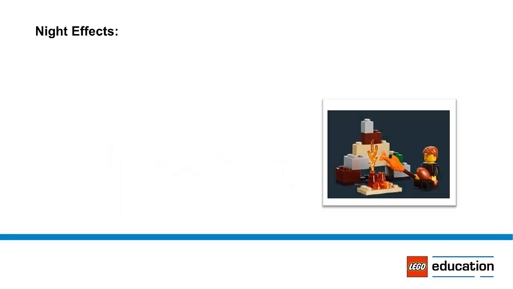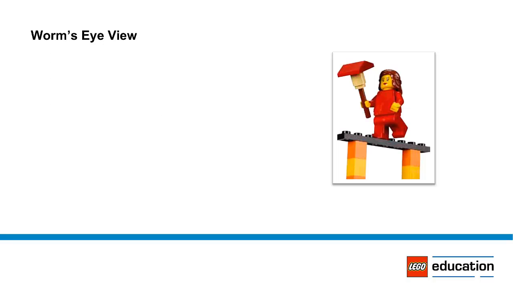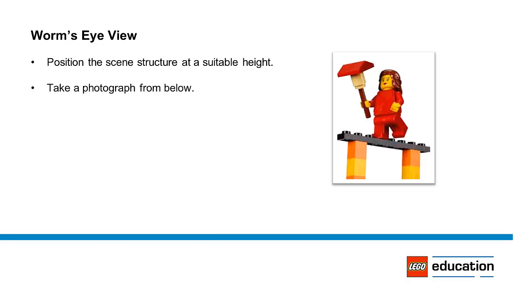Night effects. Photograph a scene structure in a partially darkened room. Use a dark backdrop or a piece of black card and use a flashlight for highlighting. Worm's eye view. Position the scene structure at a suitable height and take a photograph from below.